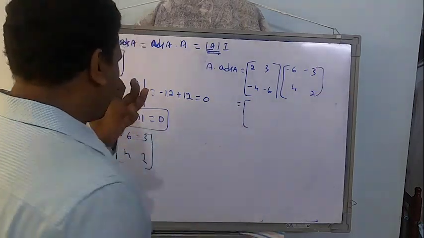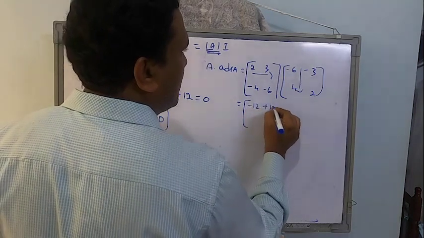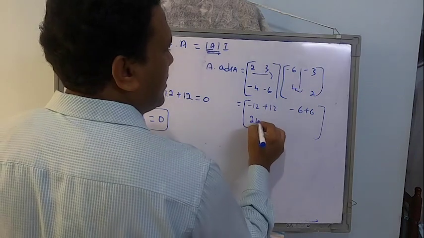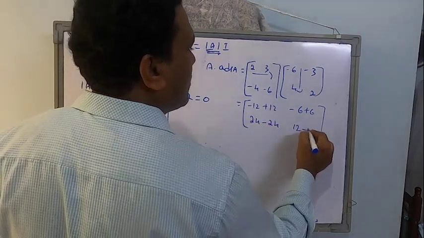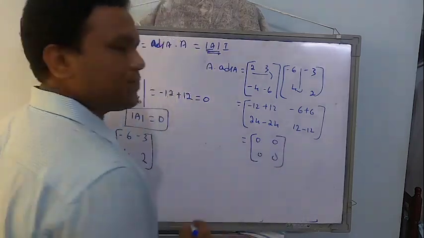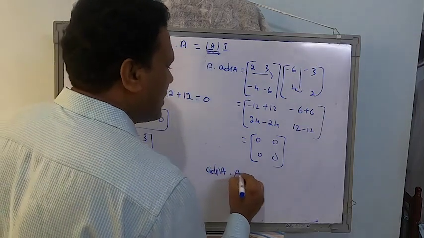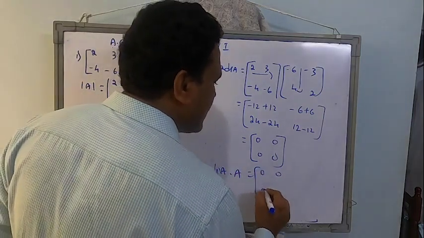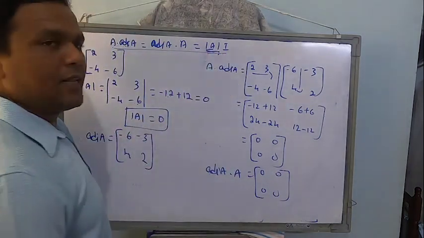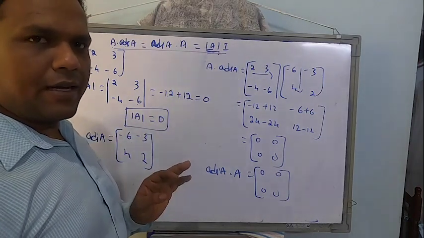So let's go for matrix multiplication now. On going for it, minus 12 plus 12, minus 6 plus 6. So it's going to be 24 minus 24, 12 minus 12. You can notice all the elements will be 0. Similarly, when you multiply adjoint A multiplied by A, you will still get a 0 matrix. Hence finally we conclude, therefore A multiplied by adjoint A equals determinant A multiplied by I.